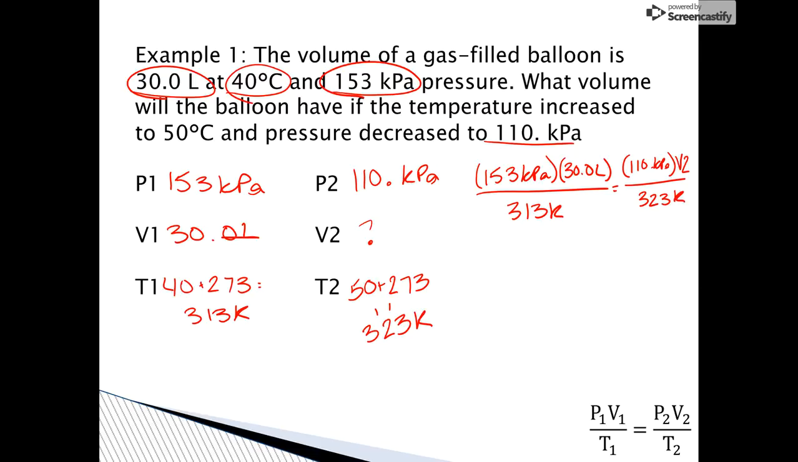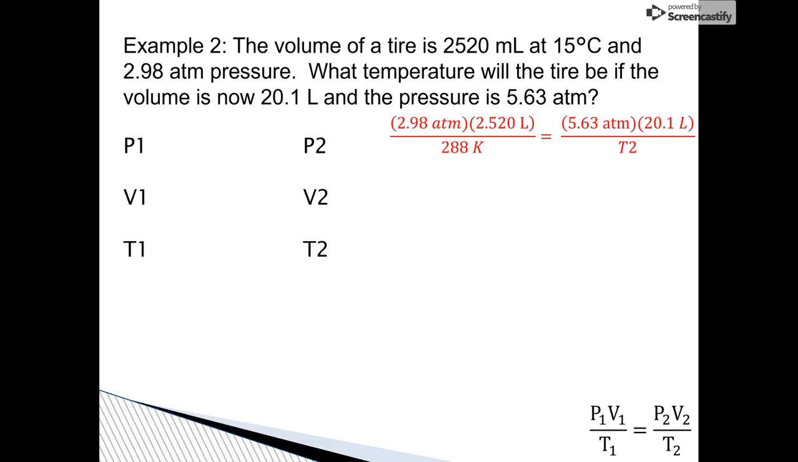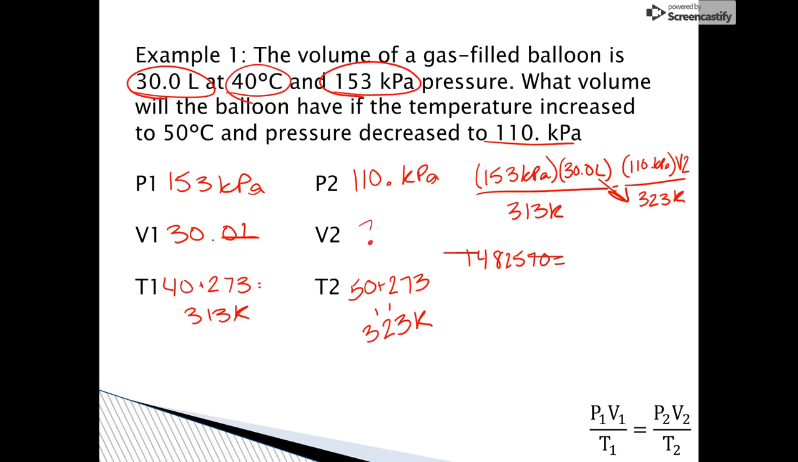Now the way that you're going to solve for V2 is you're going to cross multiply. So cross multiply means things that are diagonal to each other should be multiplied. So 323 multiplied by 30, multiply by 153, that gets you a really long number, 1482570. Now that I have that, I'm going to set it equal to, and I'm going to keep cross multiplying, 313 times the 110 times V2, and that's going to get me 34430, and then I still have V2.